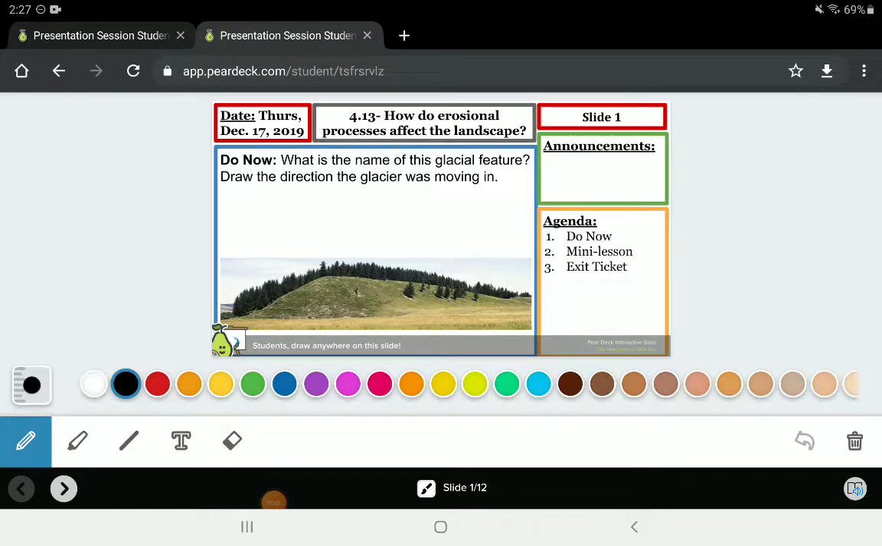I'm going over the notes for Thursday, December 17th, 2020, and the aim is 4.13: how do erosional processes affect the landscape? So I'm going to go over the notes. Your do now is to write down the name of this glacial feature. We went over it in our notes yesterday, and then draw the direction the glacier was moving in.